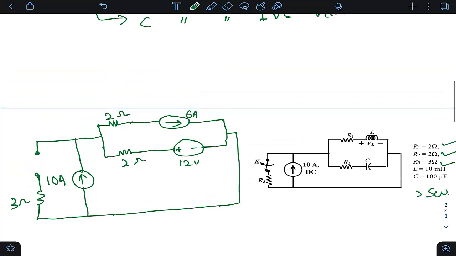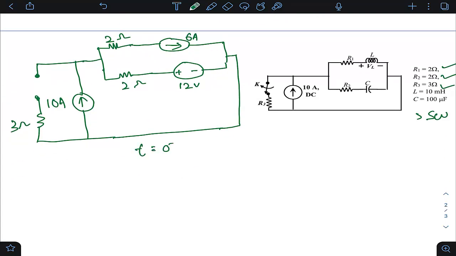And what are we supposed to find? This is the network which is valid at t equal to 0 plus. You see the polarity of VL, here plus minus VL. This voltage you have to find out. So how do you get this voltage?